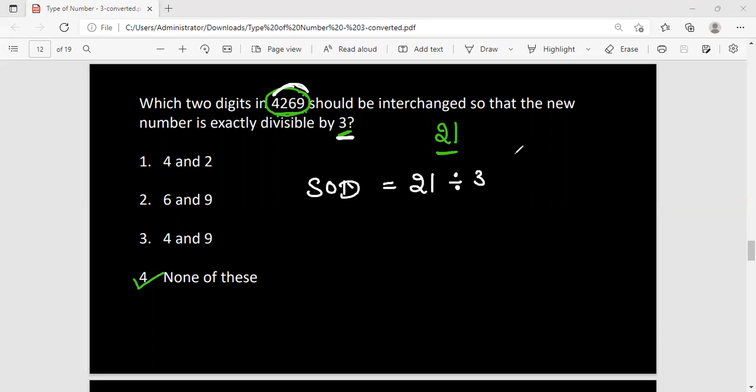So what should be the answer? It should be none of these. Whether you interchange or not, you will get the remainder 0, because the position of the digit doesn't matter here.